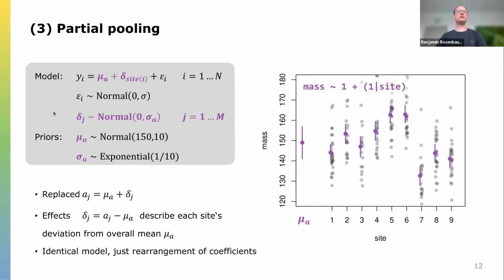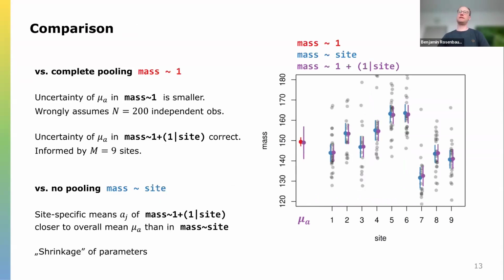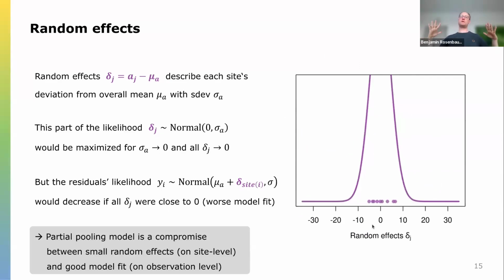It's this part of the likelihood here. However, if all of these side level means would tend to the overall mean, then they wouldn't fit the data as well, right? So these random effects will be some compromise between fitting the data as well as possible, which is done with this blue model here, but it also wants to have these random effects as small as possible. This would be good for this part of the likelihood, but it is also a compromise with a good model fit.